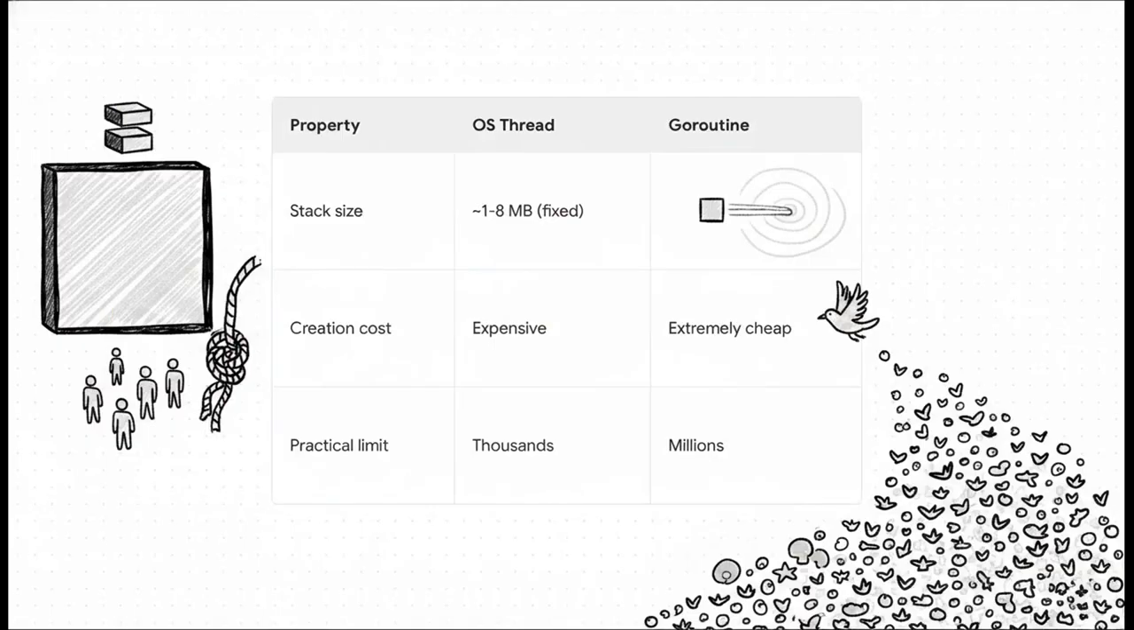That's it. And this table, wow, this really tells the whole story. A typical OS thread grabs a megabyte, maybe more, of memory right from the start. A Goroutine? It starts with a tiny 2 kilobytes and only grows if it needs to. The practical result is a game changer. You might be able to spin up a few thousand threads, but you can easily have millions of Goroutines. This completely changes the way you can architect your applications.